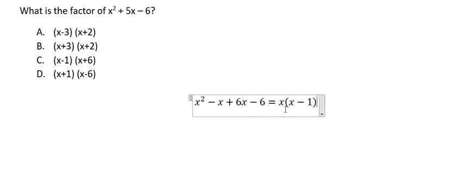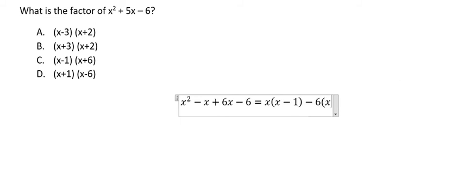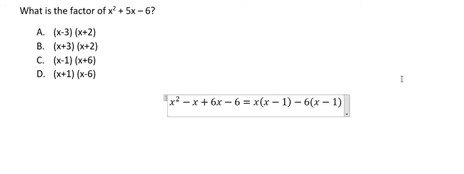Because s squared is s multiplied with s, and the minus s is s multiplied with minus 1. We have 6 outside because 6s is 6 multiplied with s, and 6 multiplied with minus 1 gives minus 6.